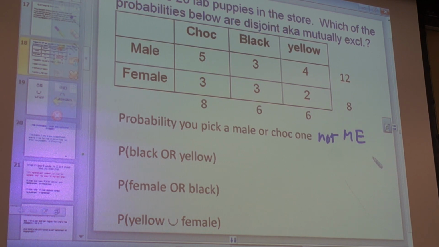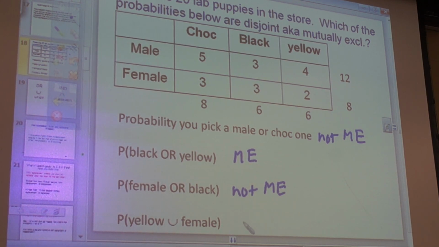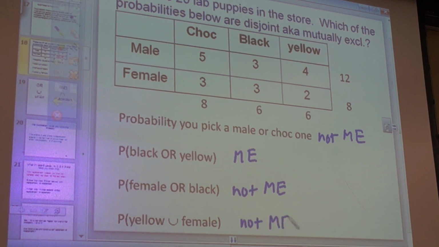Okay, so this is mutually exclusive. How about female or black? No, because you can be both. How about yellow or female? This little U symbol means or. That's the symbolic way of writing or. So it can be a yellow or female lab. That's not mutually exclusive because you can be both at the same time. Good?